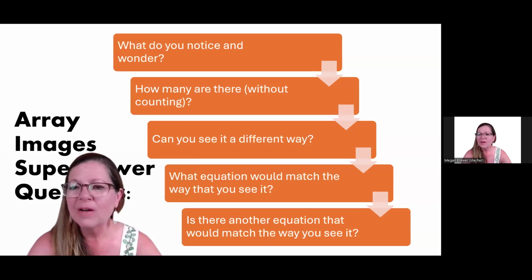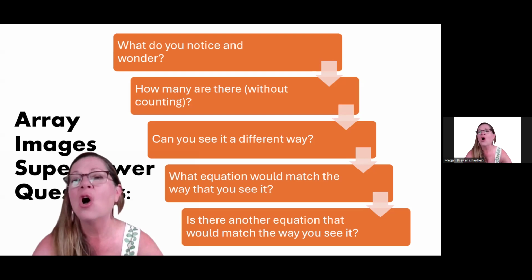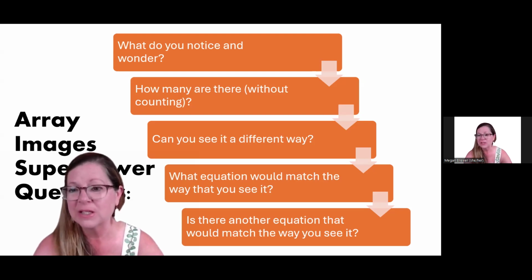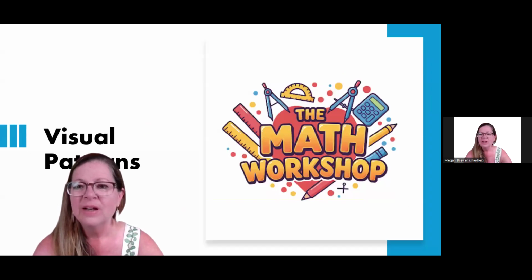So the superpower of the array images math routine is due to the nature of the questions, especially the first question on the slide, what do you notice and wonder? As I mentioned earlier, all students are going to be able to participate with that question, and it's going to initially get them engaged about the image.